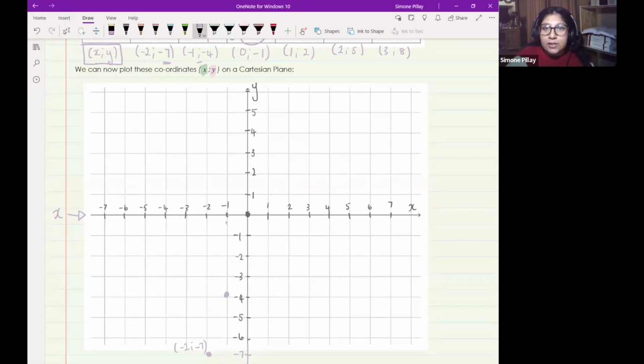Next, so we've done this. Our next one is going to be 0. So my x value is 0. I'm then going to go to my x-axis. I'm going to 0 in the middle.